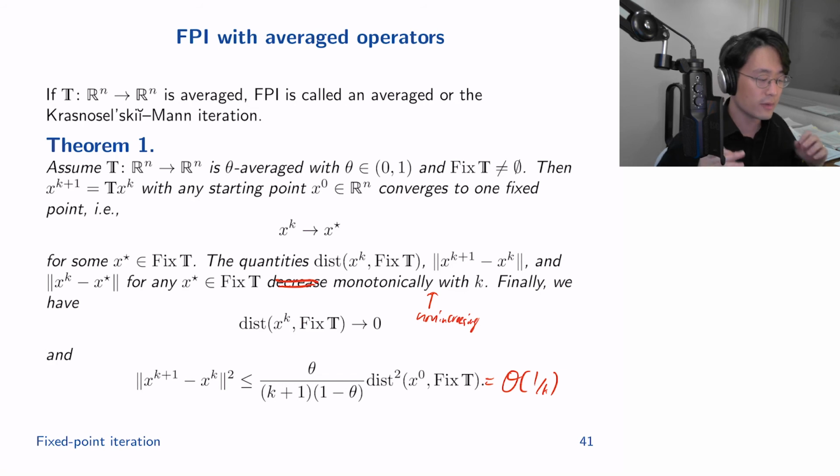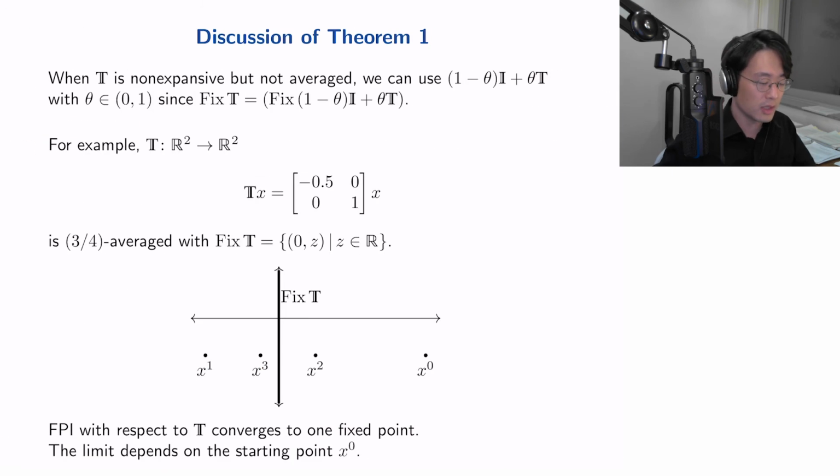Okay, so Theorem 1 is a big theorem in the sense that we use it a lot. It contains many statements. So the purpose of Theorem 1 is to characterize the convergence property of the FPI when we use an averaged operator. Okay, so before we prove the first theorem, let's make a few points of discussion.